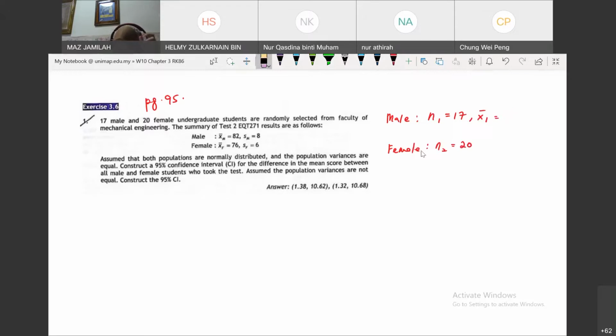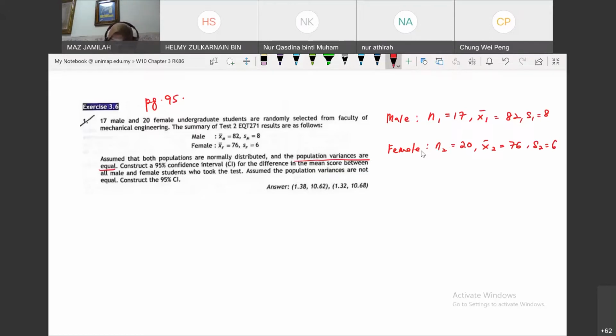Then you have your X bar 1 is equal to 82. Okay, X bar 2 is equal to 76. And your S1 is equal to 8 and S2 is equal to 6. Okay, assume both populations are normally distributed and the population variances are equal. So this is your first assumption. Okay, that will be equal variances.